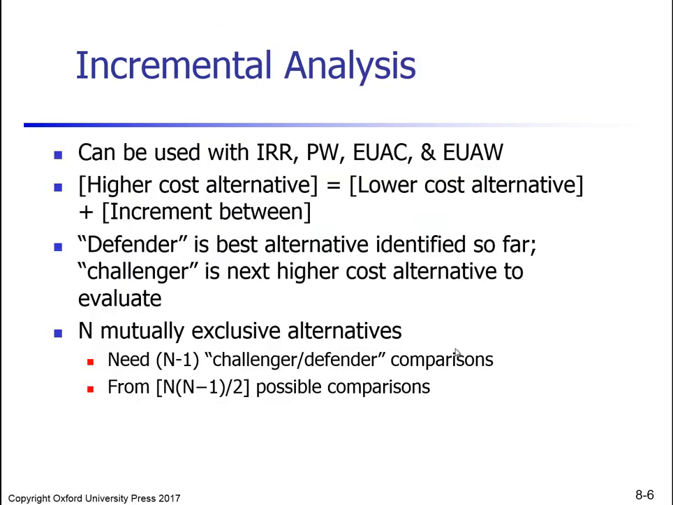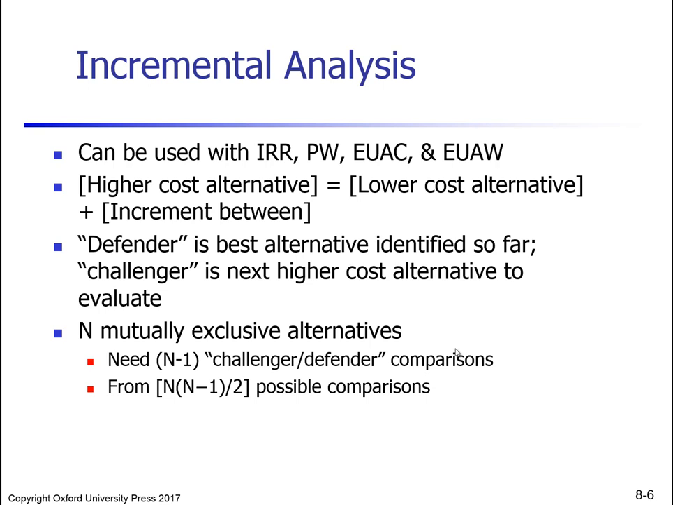Incremental analysis is another important consideration, and this can be done with internal rate of return. We can do present worth. We can look at our expected uniform annual cost or annual worth. What we're going to do is look at the incremental difference between a lower cost alternative and a higher cost alternative. Obviously the higher cost alternative is going to cost us a little bit more, but in terms of the benefits that we receive balanced out with those costs, is the higher cost alternative a better deal?